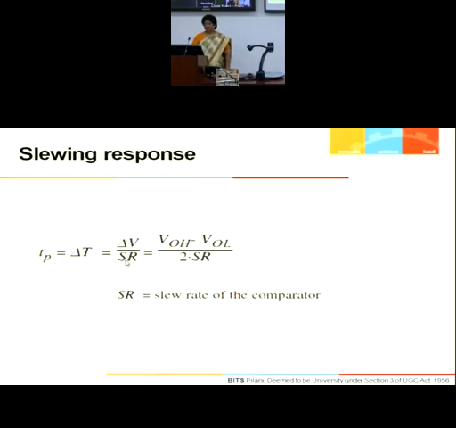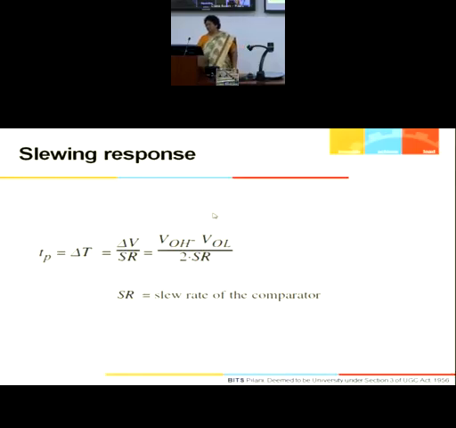Remember, we define slew rate as dV output by dt. So dt is the time taken for output to change by a delta V amount. Now if my output is changing from VOL to VOH, I know the delta V out. How much time is taken by the output to change from low to high or high to low? That is going to be my propagation time.